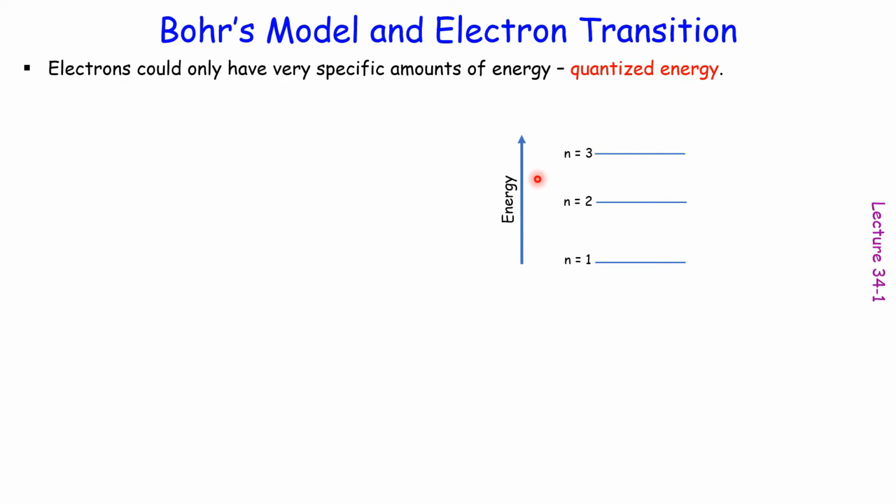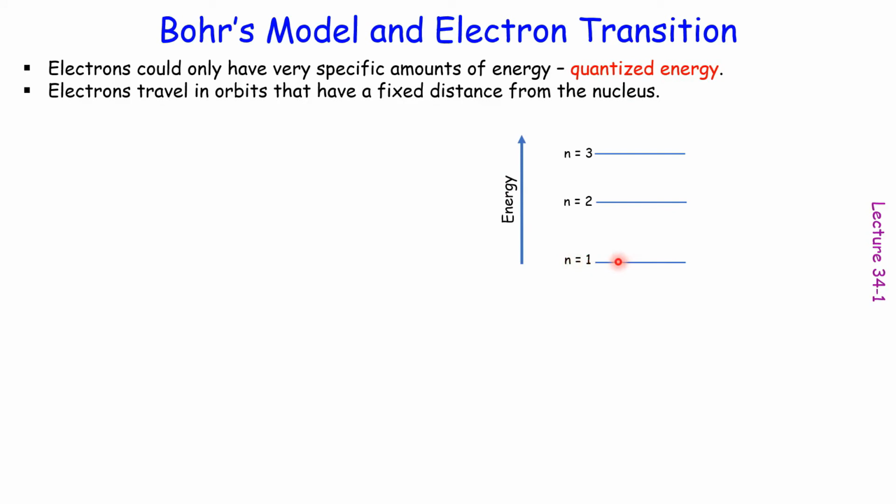It cannot have energy, let's say, somewhere between 2 and 3, or between 1 and 2. That's why electrons' energy are quantized. You only find electrons on those orbitals. You cannot find electrons between those orbitals. That's why electrons don't have energy between n equals 1 and n equals 2, as I just talked about a while ago.